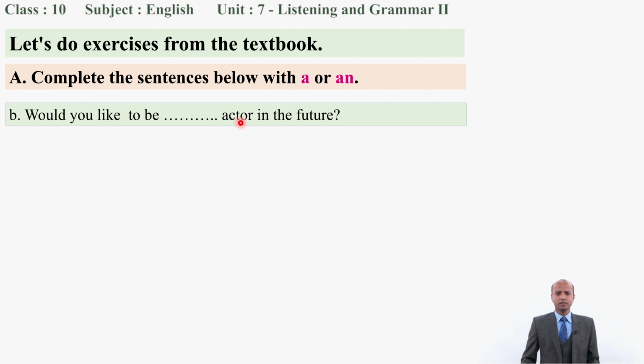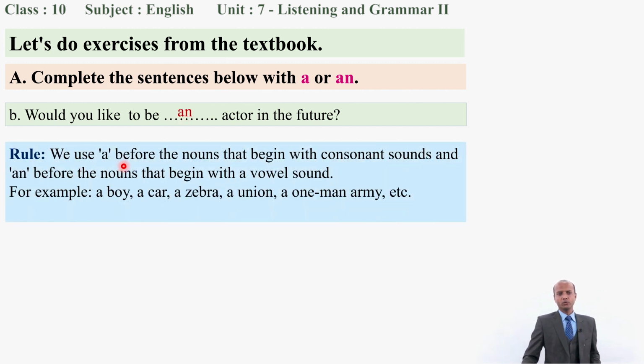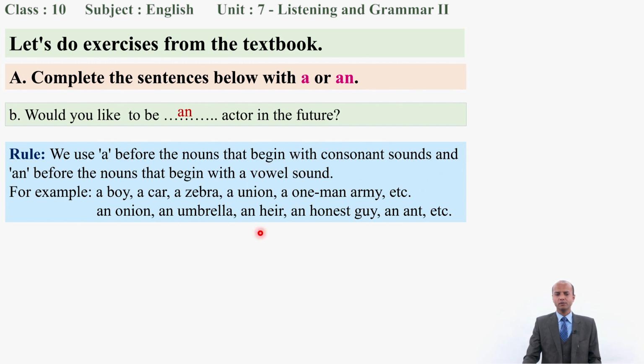Would you like to be an actor in the future? What should be there? A or an? Yes, definitely. There should be an. We use A before nouns that begin with consonant sounds and AN before nouns that begin with vowel sounds. Look at the examples there: a boy, an onion, a zebra, an umbrella, etc.